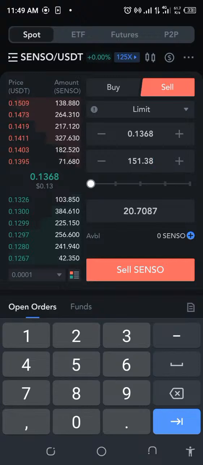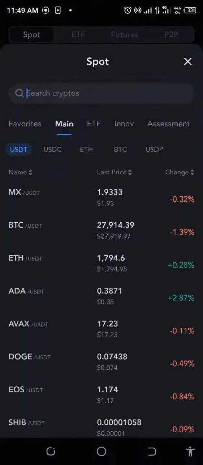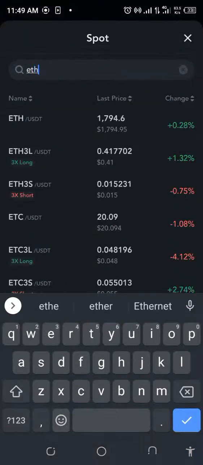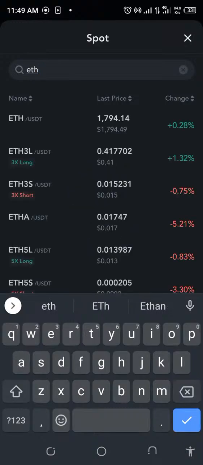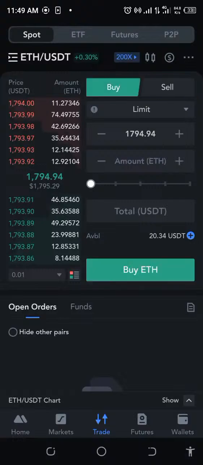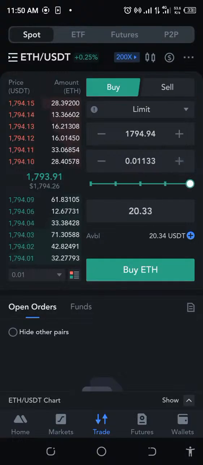Let's try this out. Okay, so let's go ahead. We need to buy ETH now. I hope by the time we are done, we will still have this. Anyways, let's quickly go and do this. Okay, so that's ETH. So we need to get ETH. First thing we need to do is buy ETH. Okay, and then how much is it picking up? Just about 20.33.